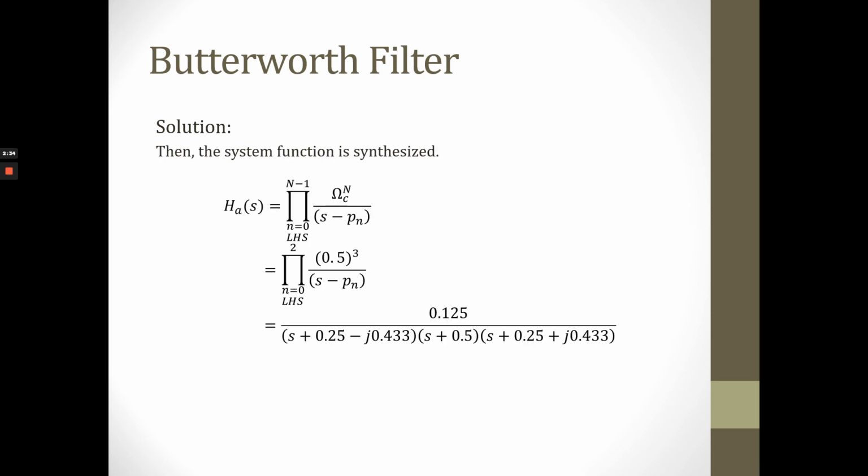The next step is to determine the system function based on the synthesized formula, which is the product with limit n equal to 0 until n minus 1, which is 2. For the left-hand side, we use the value of omega c that we have selected from the range, 0.5, with the filter order 3. For the poles, we have 3 poles, meaning that we need to repeat this step 3 times.